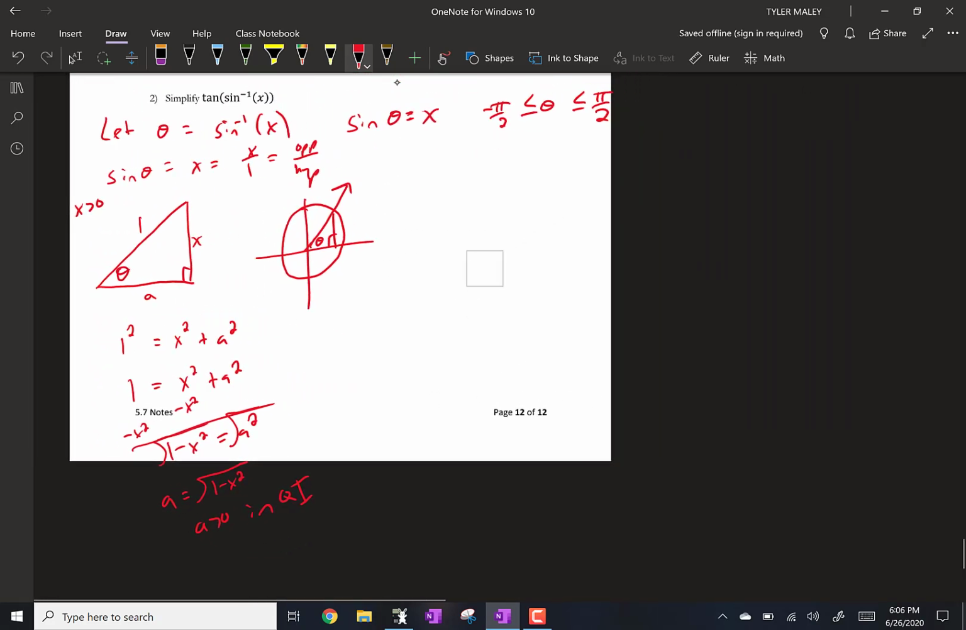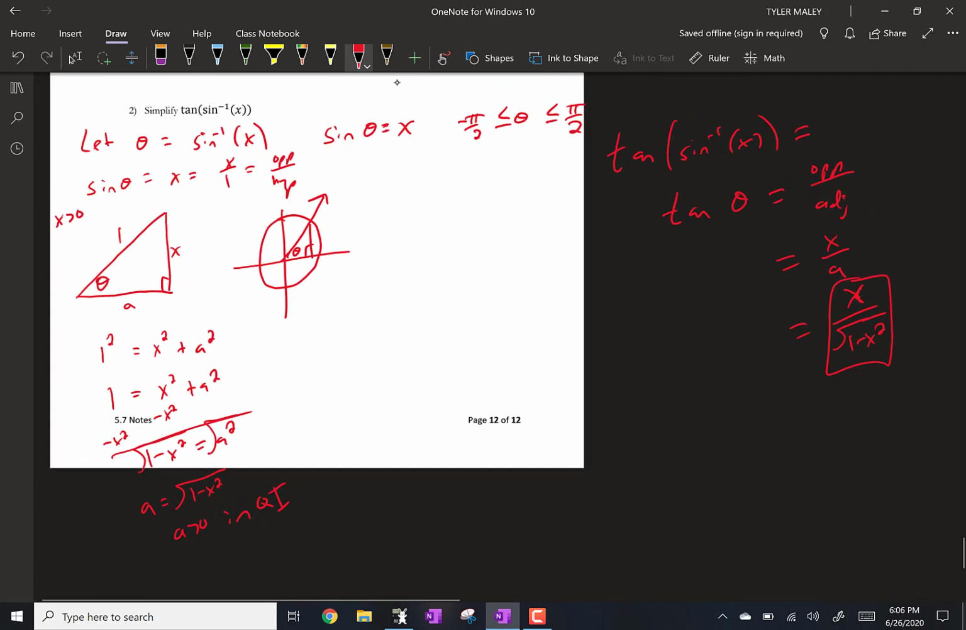So then tangent of inverse sine of x would be equal to tangent of theta, which is equal to the opposite over the adjacent, which is equal to x over a, which is equal to x over square root of 1 minus x squared. Right? Which is what we found. So let's see if we get a different value.